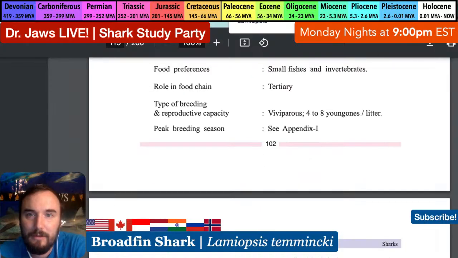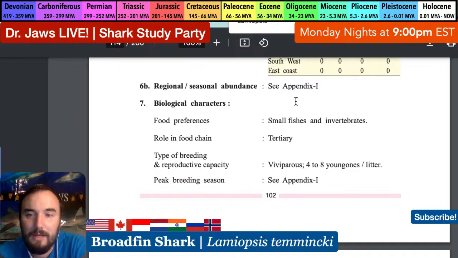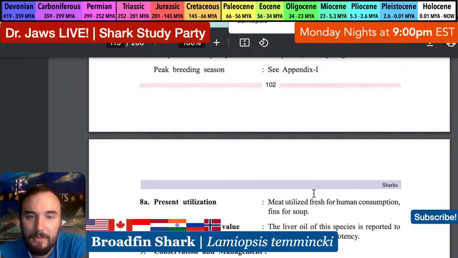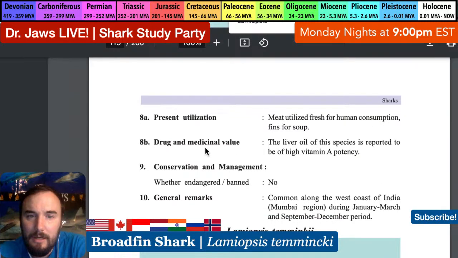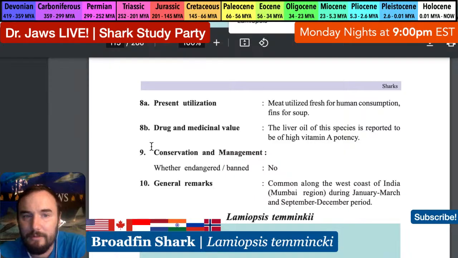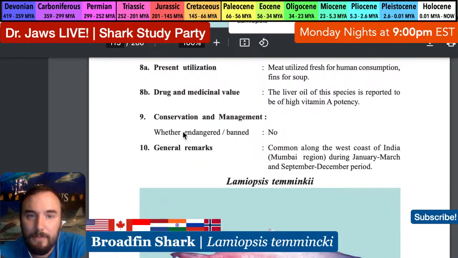And then they have notes on breeding season as well as regional seasonal abundance in an appendix, so we'll take a look at that. In India, the meat is utilized fresh for human consumption, fins for soup. The liver oil for the species is reported to be of high vitamin A potency. Unfortunately, the shark's liver is used for drugs or medicine.